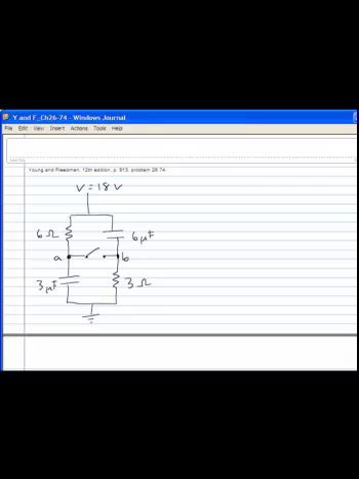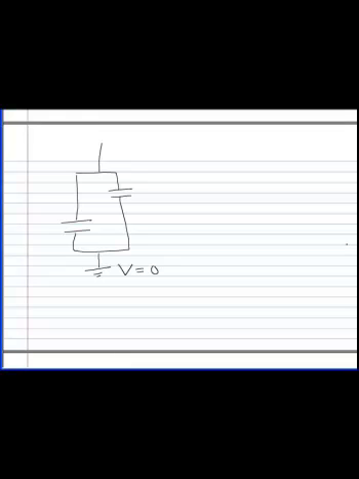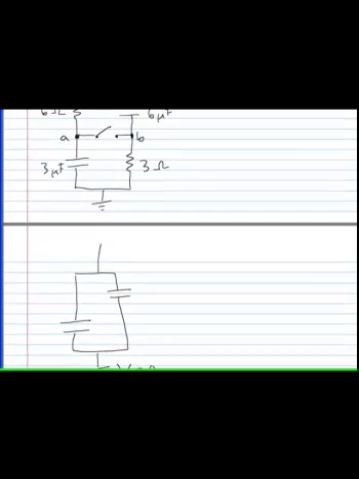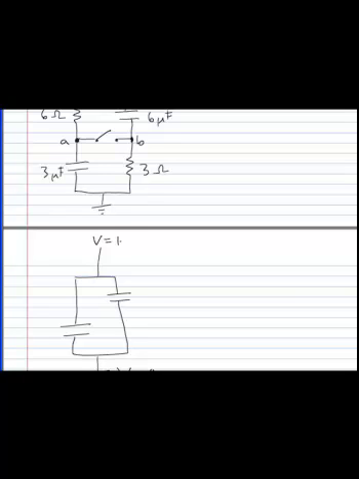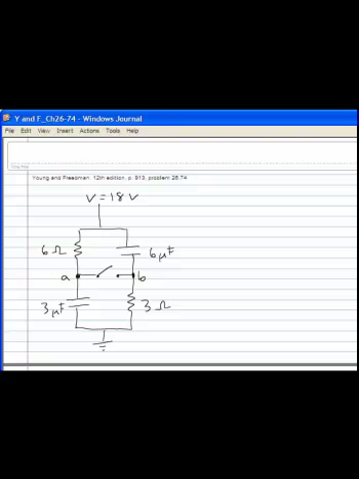Okay, so when the switch is open, there's no current flowing through those capacitors. So we could redraw the circuit if we'd like, and it would look something like this. This symbol indicates that the voltage is 0 at that location. That's our ground. And the voltage is given as 18 at the top. And if there's no current flowing, then there's no voltage drop through a resistor. So we can sort of take them out of the circuit in this case.